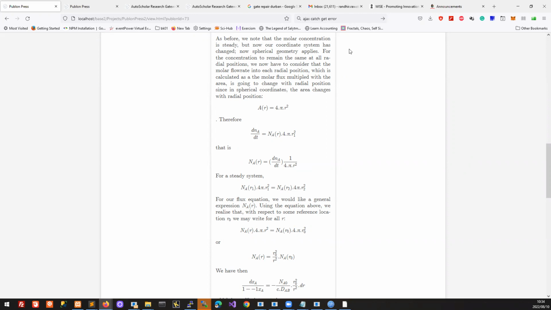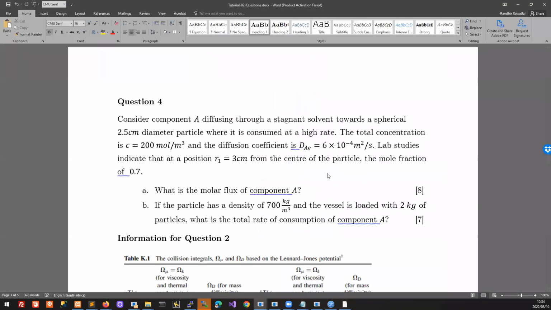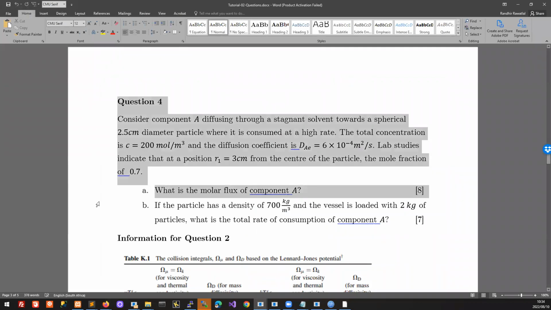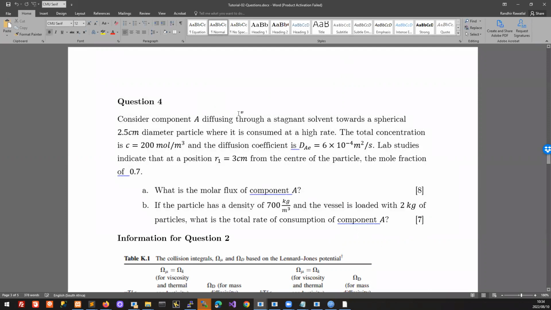Okay, so what I want to cover here actually coincides quite well with question 4 of tutorial 2. We are told that component A is diffusing through a stagnant solvent towards a spherical particle, and it's consumed at a high rate. We are given the total concentration and the diffusivity. And you'll see the diffusivity is written in a slightly different way, DAE instead of the usual DAB.